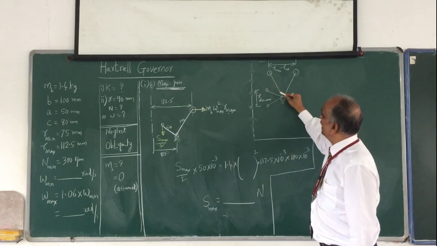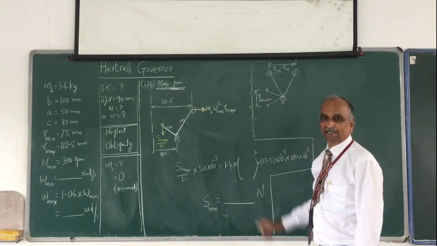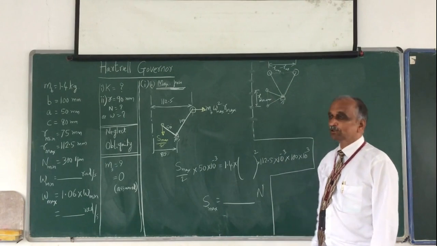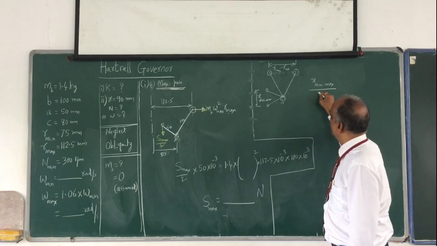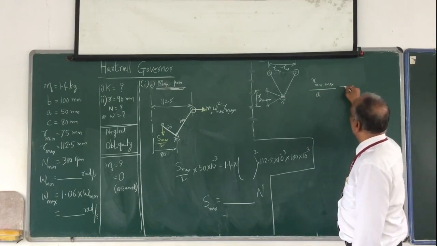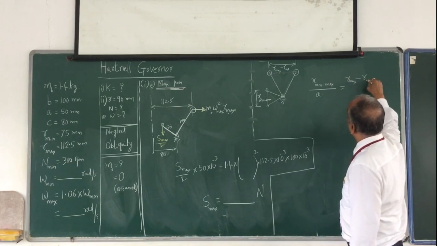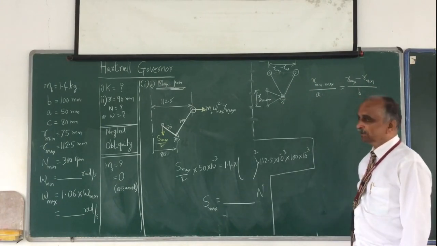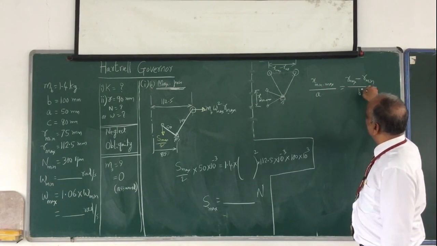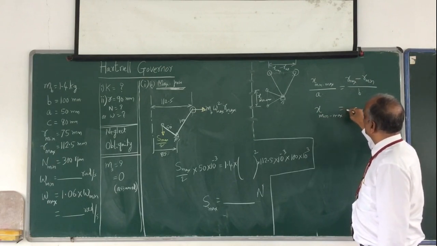So here you have a triangle due to one arm, and you have another triangle due to the other arm of the bell crank. And you know that both triangles are similar to each other. Therefore X min-max divided by one side of the triangle, that is A, is equal to R max minus R minimum divided by one side of the triangle, that is D. Okay? This is the only unknown, the rest are known, and therefore we can find X min-max.